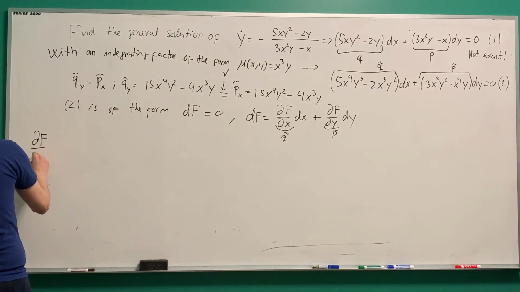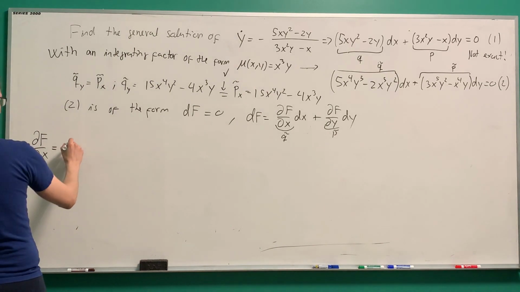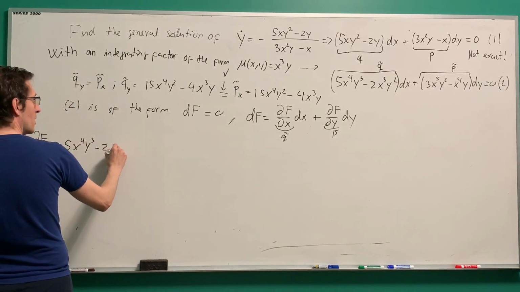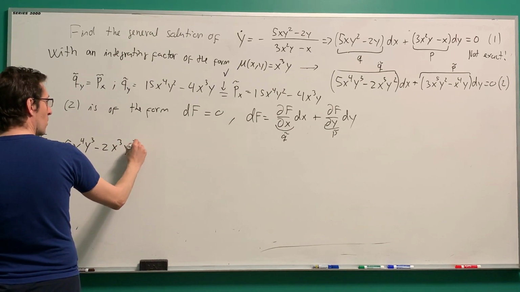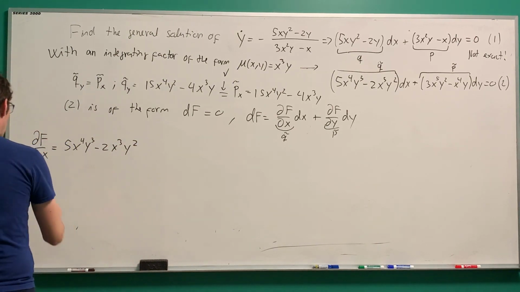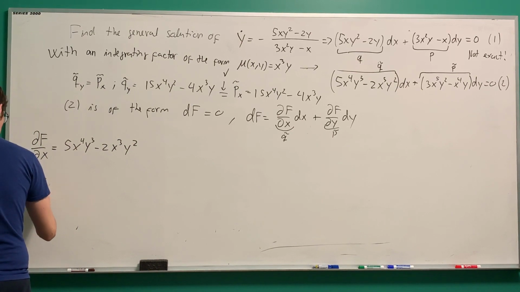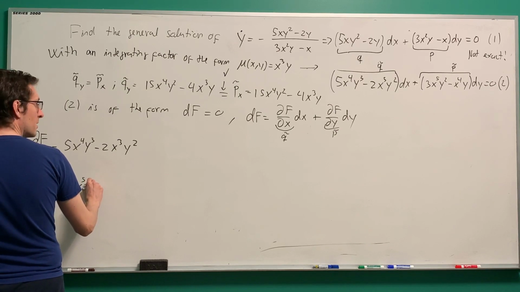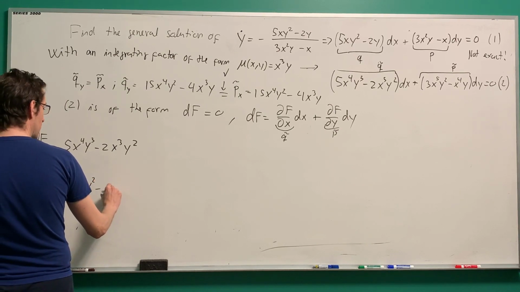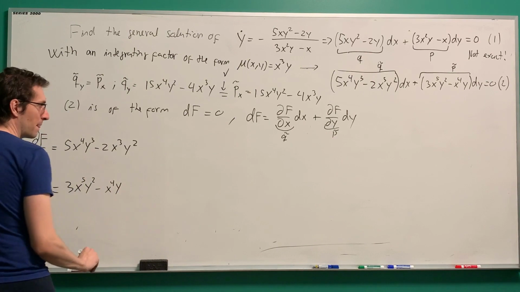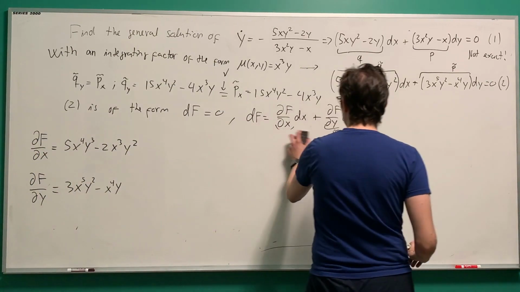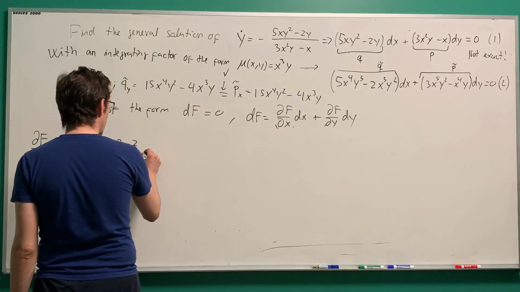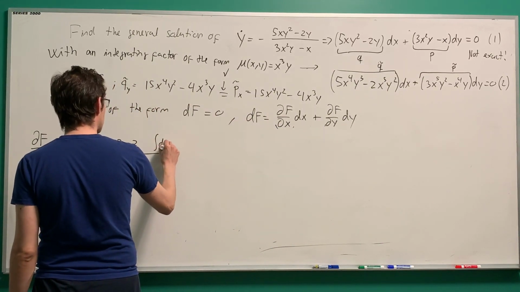Partial f partial x is equal to 5x to the power 4 y cubed minus 2x cubed y squared, and partial f partial y is equal to 3x to the power 5 y squared minus x to the power 4 y. All right, let me erase that now. And then here we can integrate with respect to x.